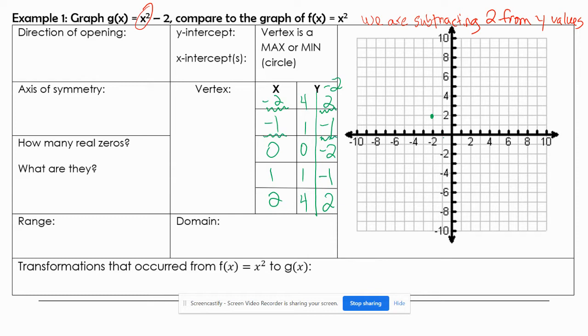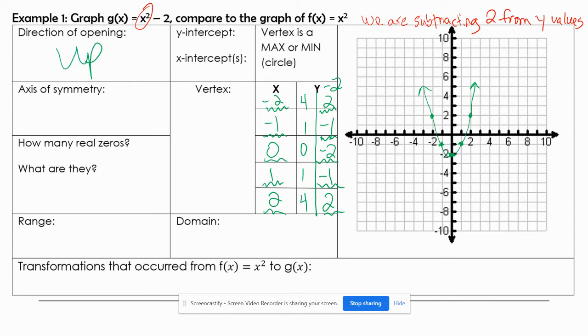-1, -1, right here. 0, -2, here. 1, -1, which is here. And 2, 2, which is here. Making sure again that you're writing that as a U, not a V. This is opening up.